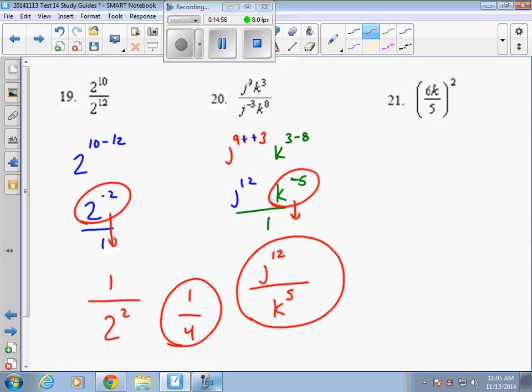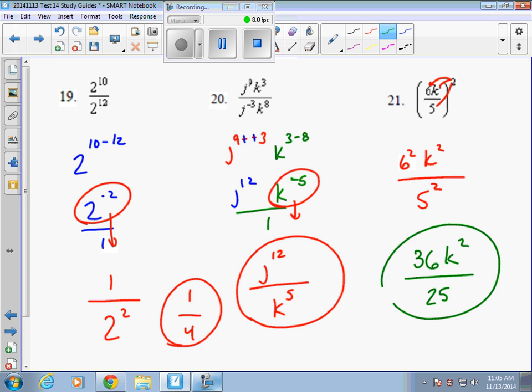6k over 5, all squared. Everything gets squared here. 6 gets squared. K gets squared. And 5 gets squared. 6 squared is 36. K squared, we don't know what that is. We'll leave it like that. 5 squared is 25. There's no number that goes into all of that. 36k squared over 25.